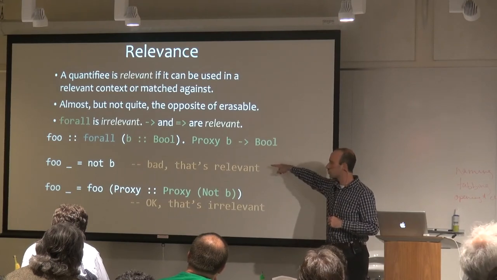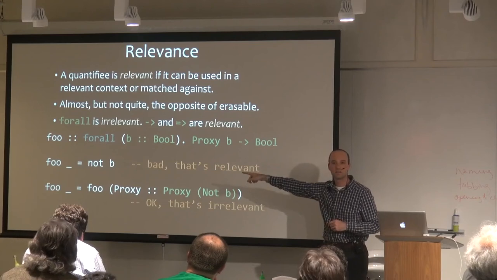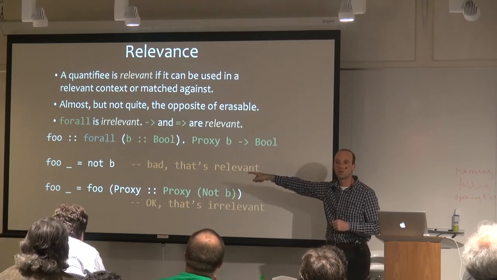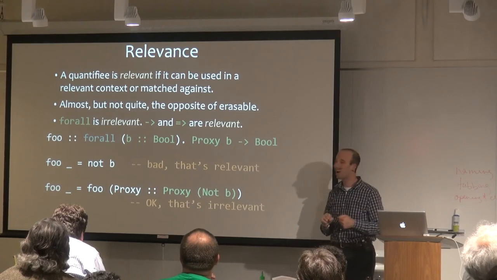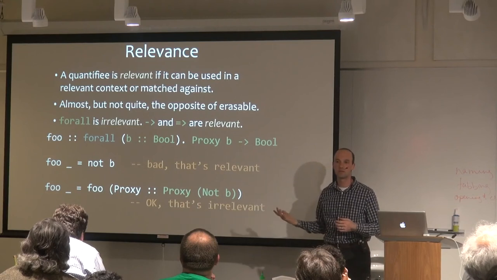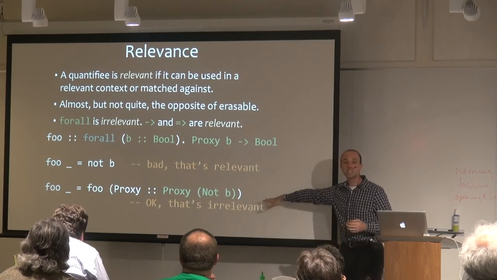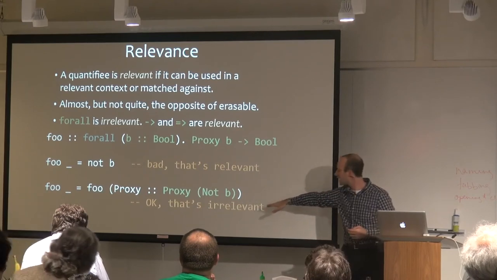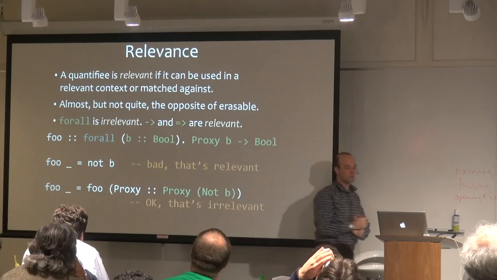But this first one doesn't make any sense. I can't then take the b. That's wrong. You can't use b in a term, because b is a compile-time thing only, and we can't return it at runtime. We don't want to do that. But this is okay. We can still mention b as long as it's to the right of the double arrow. But this is using scoped type variables.